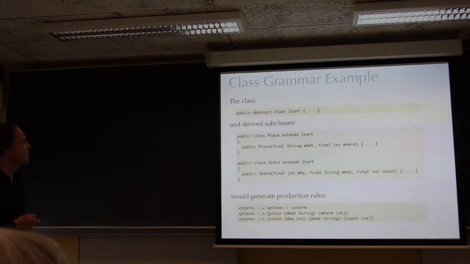So say we have this abstract class start, which describes the starting position of the game. We can have two subclasses, one to place pieces on the board, one to store pieces in the user's hand. So when the grammar is created from this code, we would have these three production rules. Since this class is abstract, there are no constructors in this rule, so it follows on to these sub-rules, where we define the constructor and its parameters.